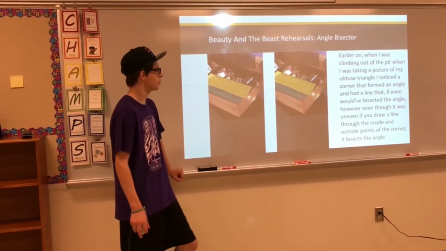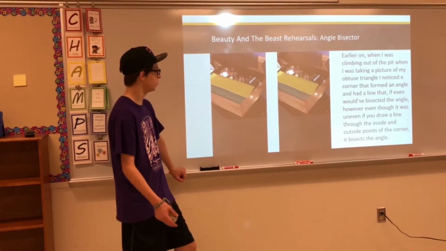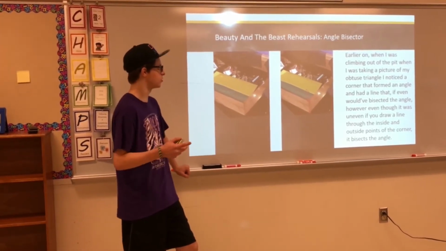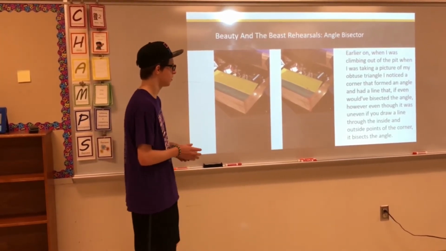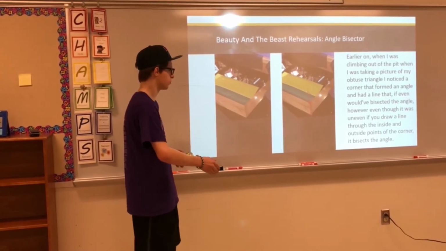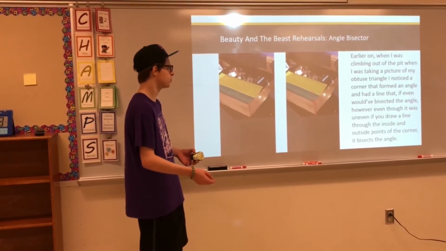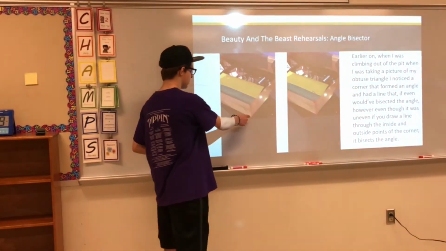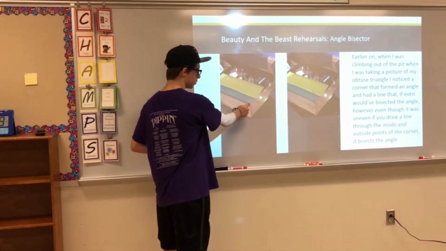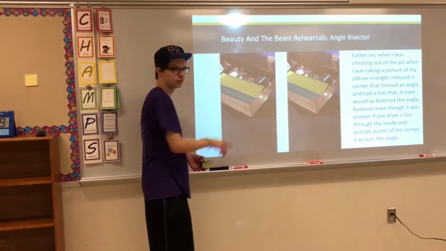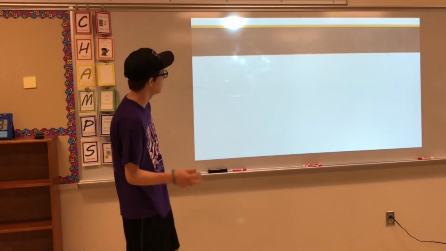Earlier on, when I was climbing out of the pit, when I was taking a picture of my obtuse triangle, I noticed a corner that formed an angle and had a line that, if even, would have bisected the angle. However, even though it was uneven, if you draw a line through the inside and outside points on the corner, it bisects the angle. Alright.